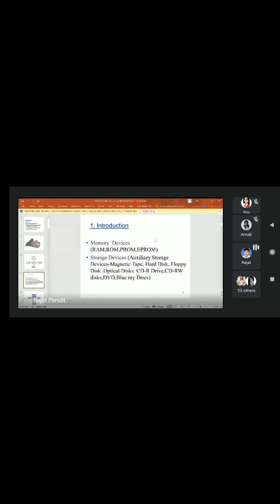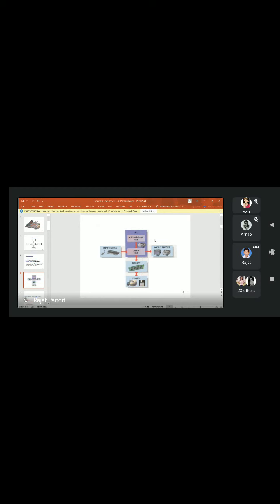These are all storage devices: DVD, Blu-ray discs, CD, optical discs, magnetic tape, hard disks. All are storage devices, which are basically the auxiliary storage devices or the secondary storage devices, where you can store some information. Okay, other than this, there are also some other secondary devices available, like flash drive and pen drive.